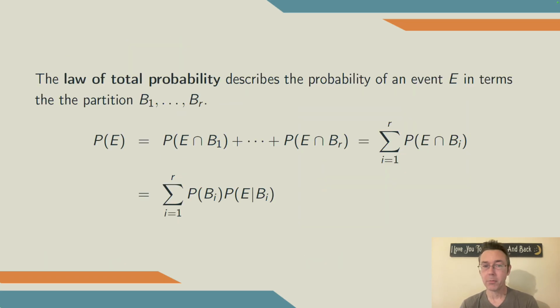The law of total probability describes the probability of an event in terms of the partition, B1 up to BR. In particular, we can write the probability of E as the probability of E intersect B1 plus the probability of E intersect B2, etc. We can write that in summation notation. And then finally, we can write the probability of the intersection in terms of the multiplication rule. So the probability of E intersect Bi is the probability of Bi times the conditional probability of E, given that Bi was the case.